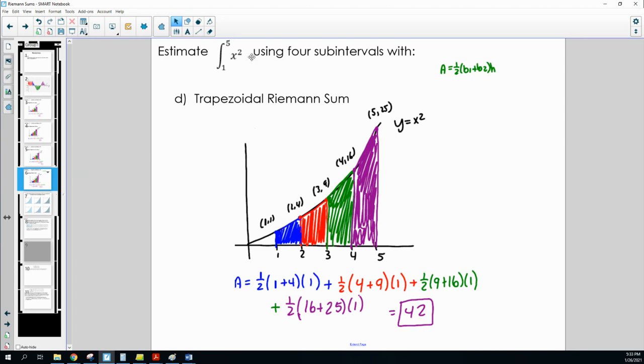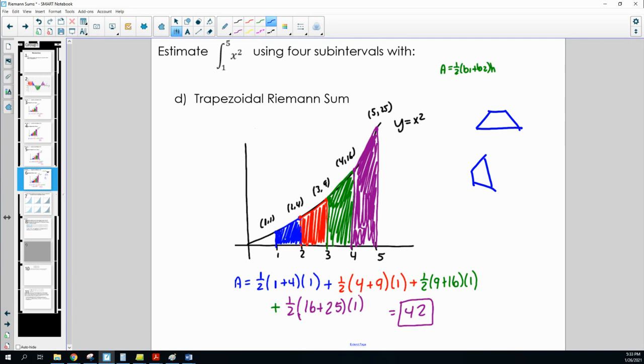So with the trapezoidal Riemann sum, we need to remember the area of a trapezoid, which is 1/2 base 1 plus base 2 times the height. Now the part of this that is a little bit confusing is that normally when we see a trapezoid, we think about a trapezoid looking like this, where your base 1 and your base 2 are the horizontal pieces. But when we're looking at it this way, it's really on its side, kind of. So the bases are going to be the height of the left side and the right side.